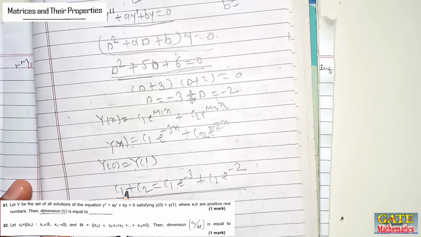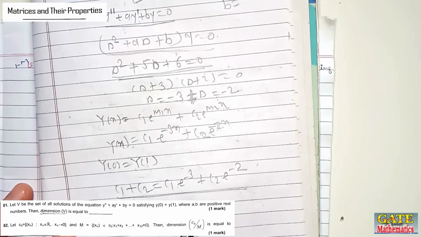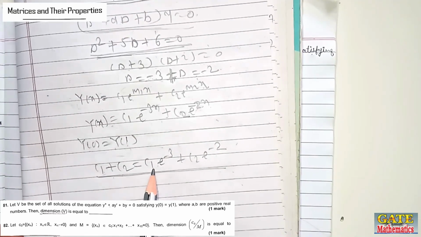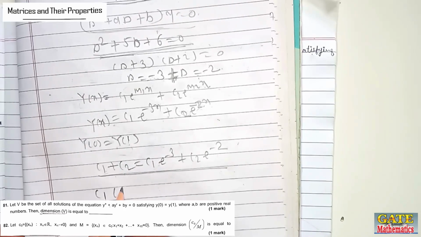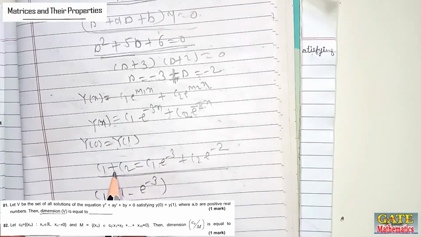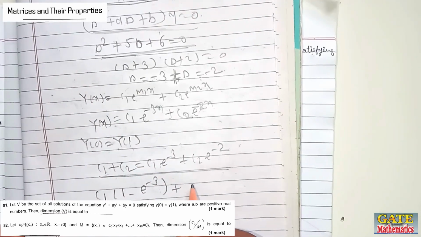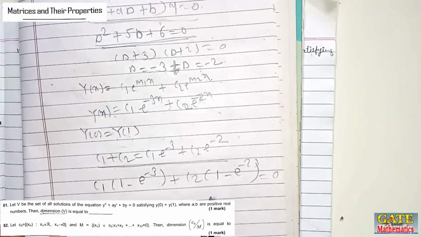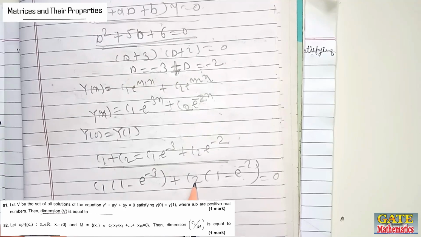Now take the terms of c1 together and the terms of c2 together. So c1 common: 1 minus e to the power minus 3, plus c2 common: 1 minus e to the power minus 2, which is equal to 0. So c1 times (1 minus e to the power minus 3) plus c2 times (1 minus e to the power minus 2) is equal to 0. Okay, so I got this equation over here.